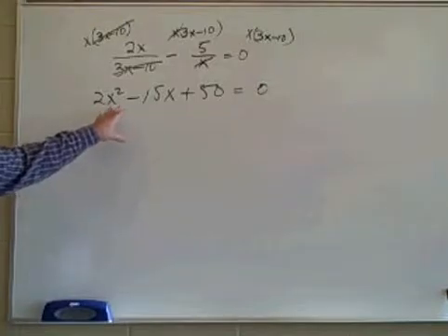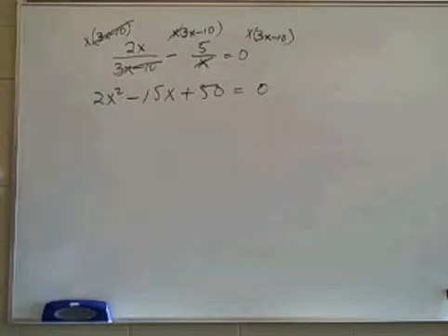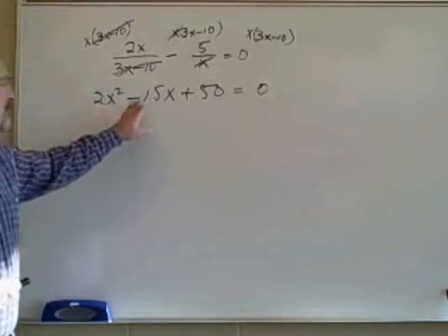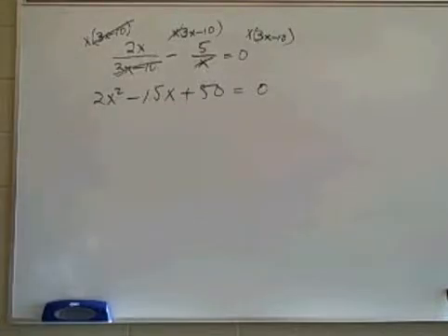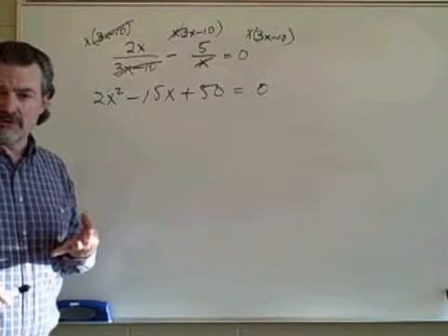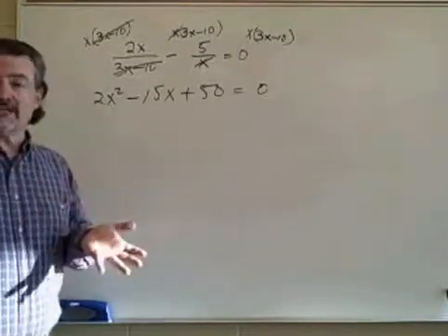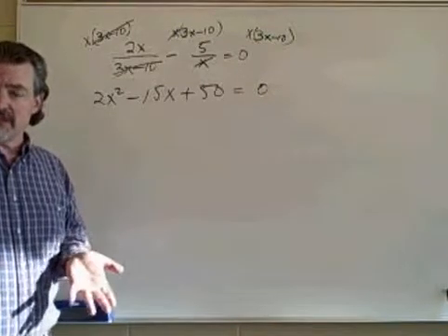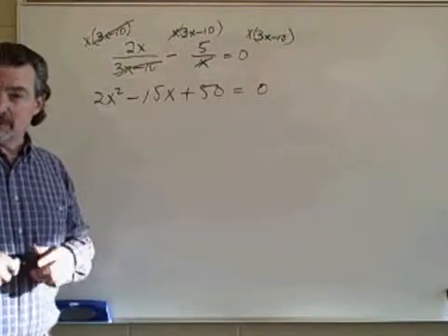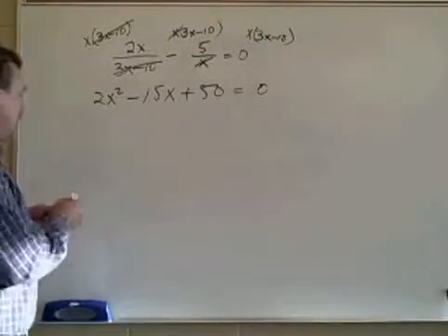And look what kind of equation we created when we eliminated the fractions. We created a quadratic equation. 2x squared minus 15x plus 50 equals 0. It's a quadratic equation that has all three terms, doesn't it? Second power, first power, constant. And what technique have we said we're going to use to solve that kind of equation? Didn't we say we were going to use the formula? So let's use the quadratic formula.